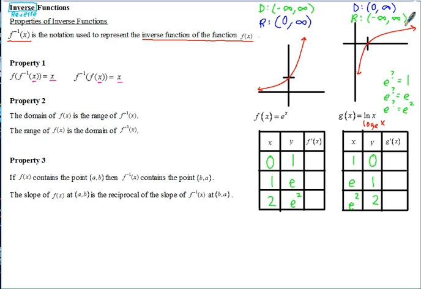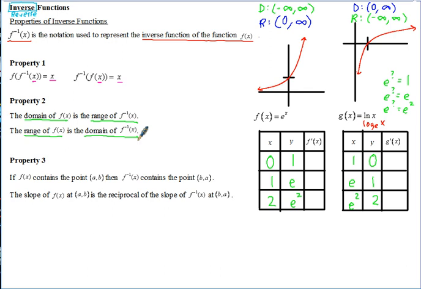So notice, because the x and y's are reversed for every single point, that's what causes the domain, or the x values of f of x, to become the range, or the y values of the inverse, and the range of f of x, the y values, to become the x values, or domain, of the inverse. You can see that on these functions right here.